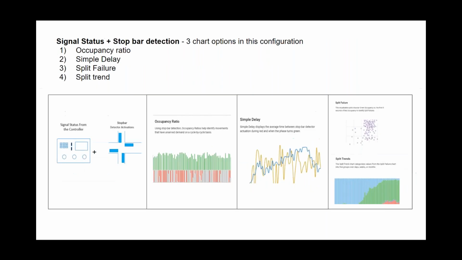So we'll go to the next one. So signal status plus the stop bar detection. This is where the data gets really interesting, or at least starts to get pretty interesting.